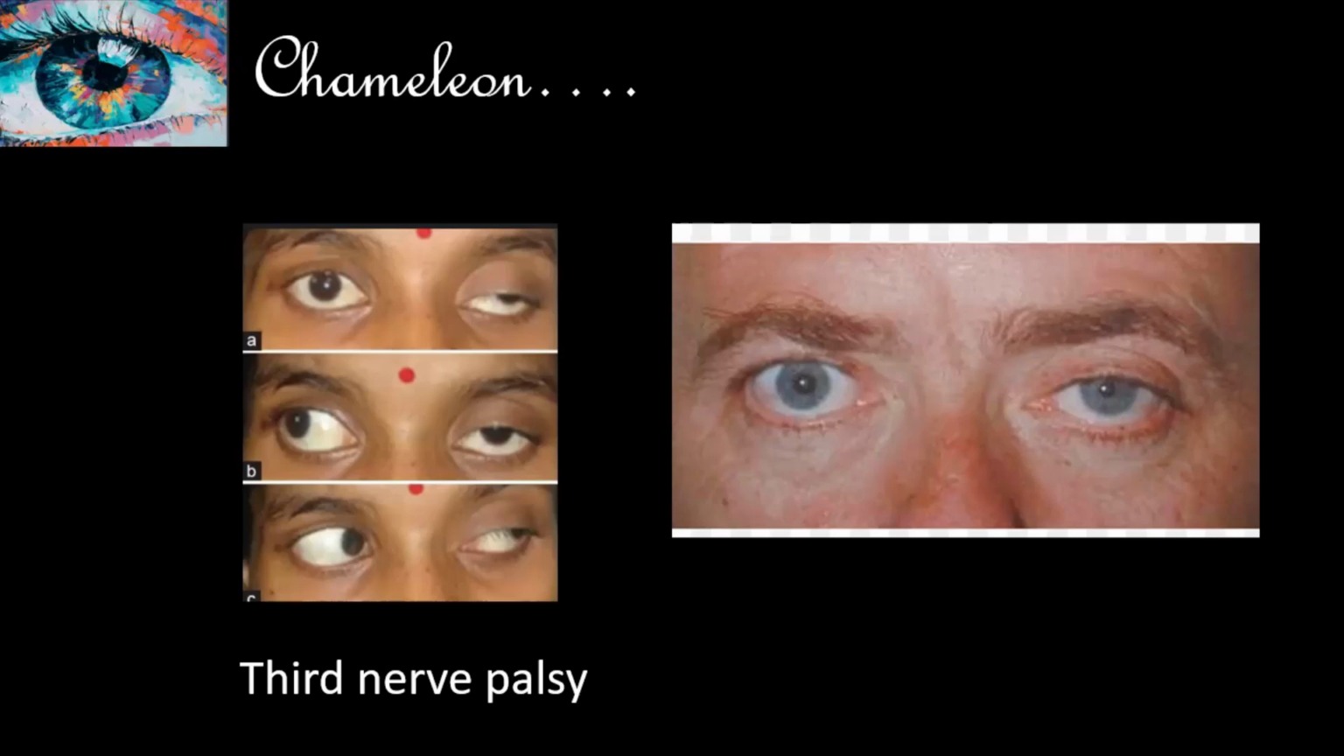And can anyone tell the diagnosis for the second patient? Horner's. There is mild ptosis and miosis. So always look at the pupillary abnormality. Don't miss that.